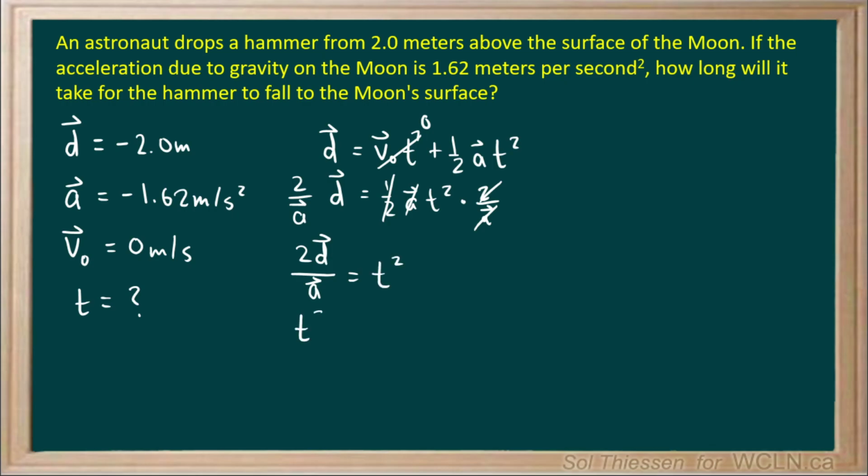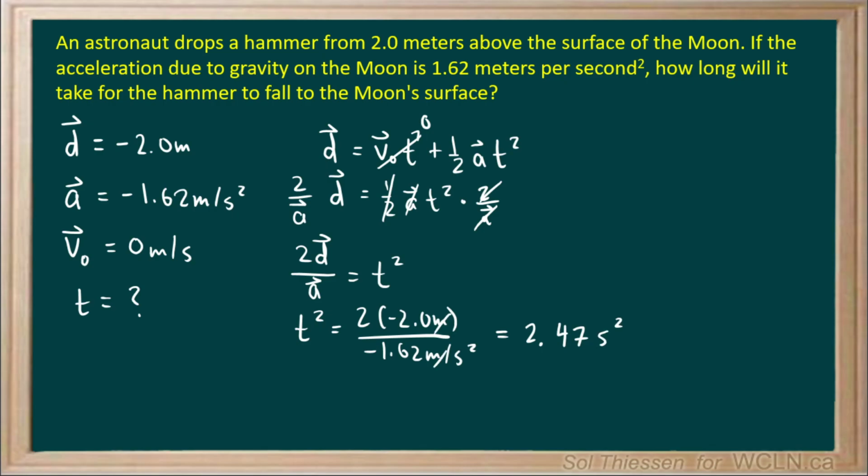Now let's plug in some values. So we know our displacement to be negative 2 meters, and our acceleration to be negative 1.62 meters per second squared. Again, the negative is because the acceleration is downwards, and so is the displacement. So 2 times negative 2 divided by negative 1.62 is equal to positive 2.47-ish, and the units there will be seconds squared.